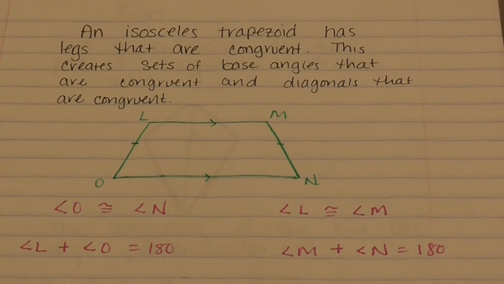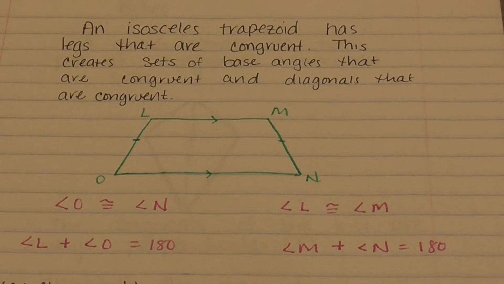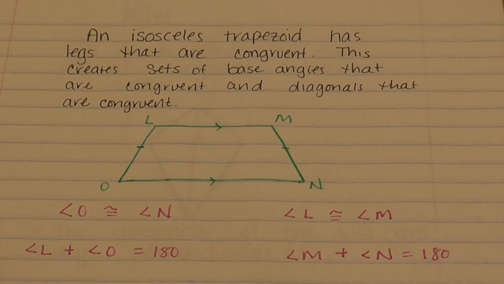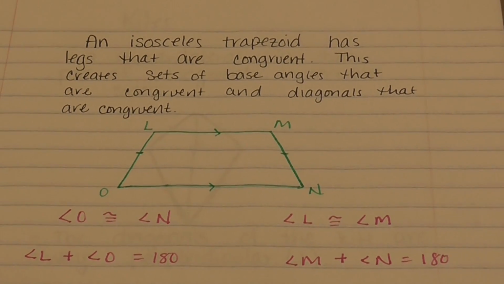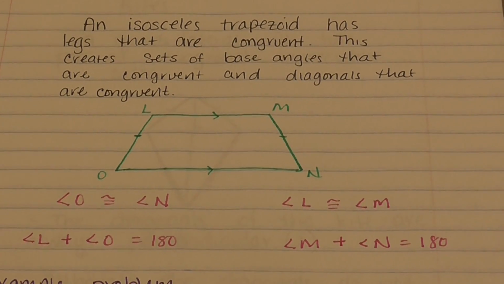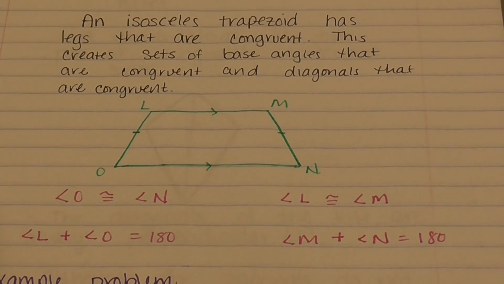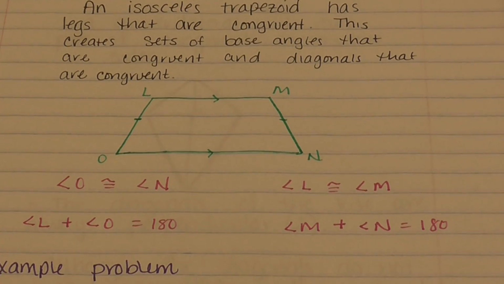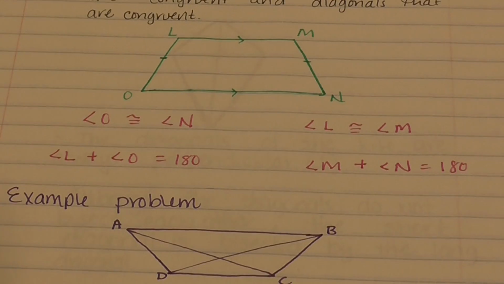An isosceles trapezoid is a trapezoid that has legs that are congruent. This creates sets of base angles that are congruent. So I know that O is congruent to N and L is congruent to M. Now L plus O still is going to equal 180, and M plus N will still equal 180.